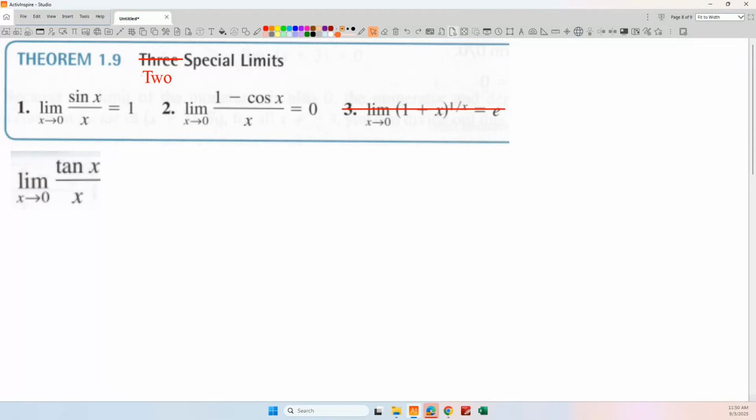Here's another one that's important to us. The limit of 1 minus cosine x over x as x goes to 0, which is also indeterminate, is equal to 0. And we can get one from the other just using trig identities. But it's almost worth just remembering those two. The third one we're not going to deal with this year. So the game we're going to play now is limits involving trig functions that are indeterminate.